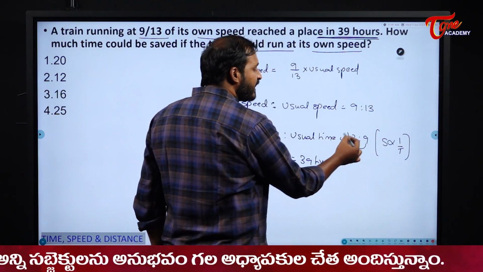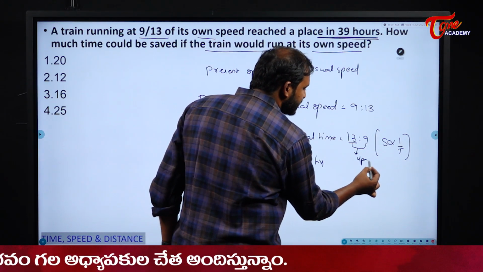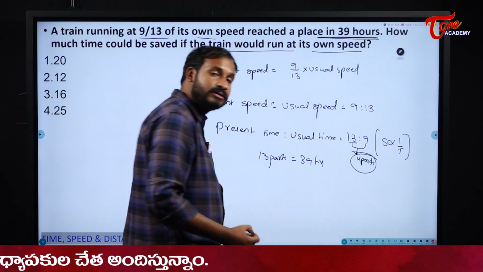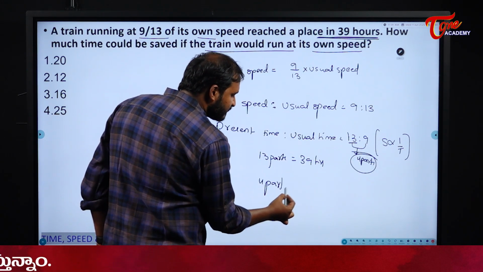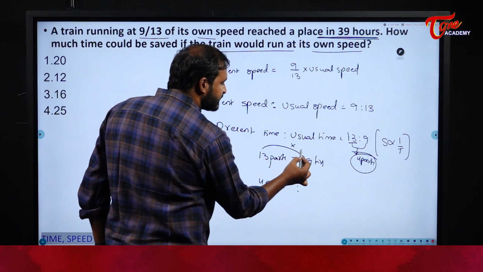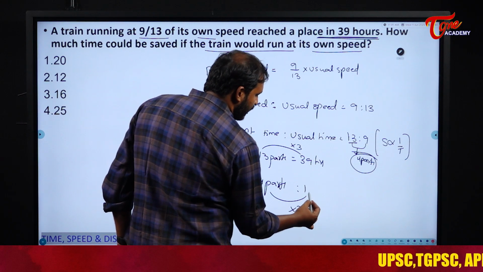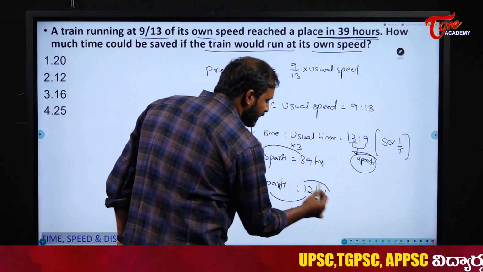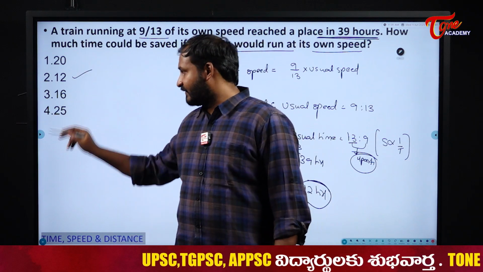His usual time is 9 parts and present time is 13 parts. That means the difference is 4 parts. He could have saved 4 parts of time. 13 into 3 is 39, so similarly 4 into 3 is 12 hours. He could have saved 12 hours of time.